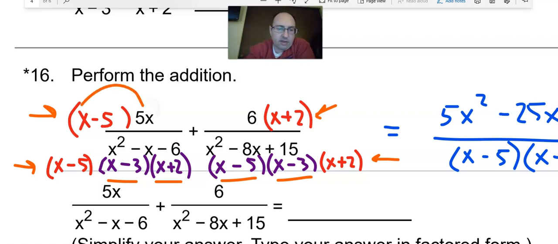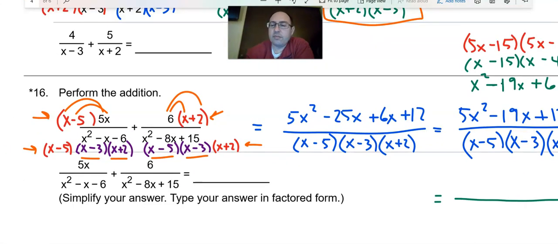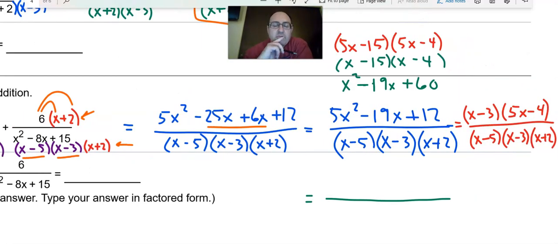And then I distributed 5x squared minus 25x, 6x plus 12. And let's see here, you can add those together and give you negative 19x. So we got the 5x squared minus 19x plus 12. We got to factor it to check to see if we can reduce this. Remember, check for GCF before we do the Berry method.